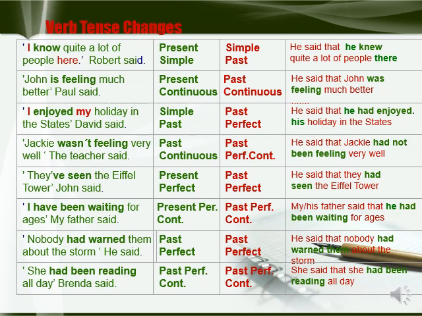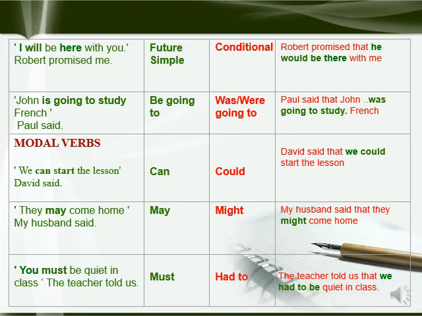Like I said before, here is the chart with all the tenses. This is part one, okay, where you have the simple through the past perfect, with examples. Here you have the conditional and the progressive, and what happens when we move from direct speech to indirect speech. Notice also the change in modal verbs where can becomes could, may becomes might, and must changes into had to in indirect speech.